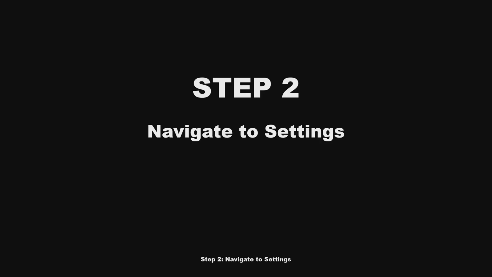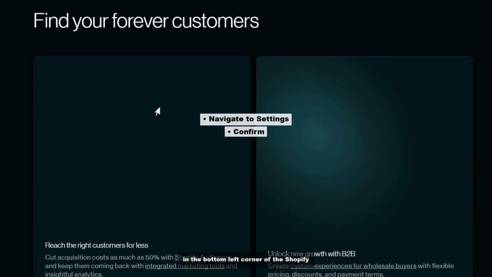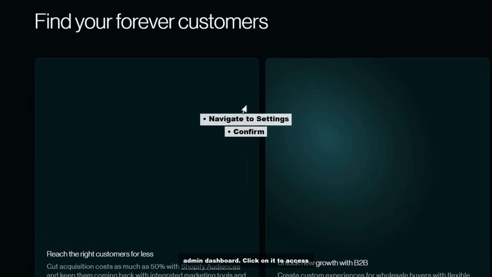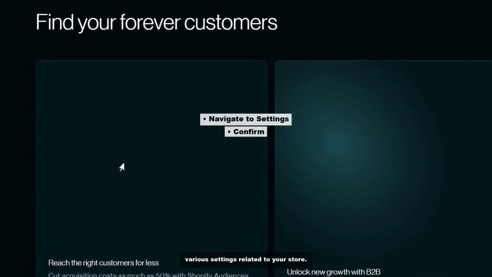Step 2. Navigate to Settings. Once logged in, locate the Settings option in the bottom left corner of the Shopify admin dashboard. Click on it to access various settings related to your store.